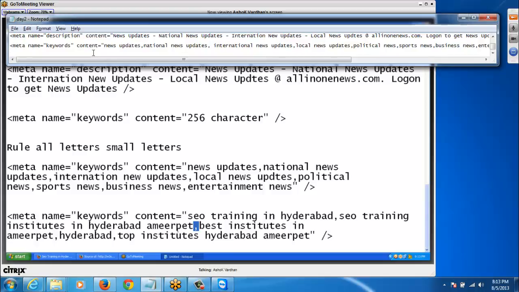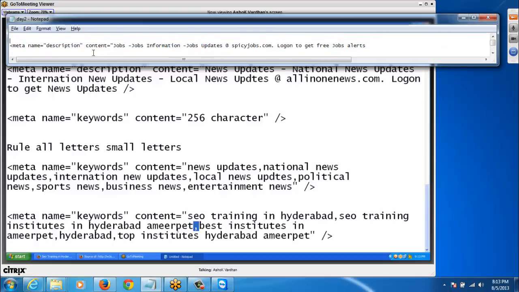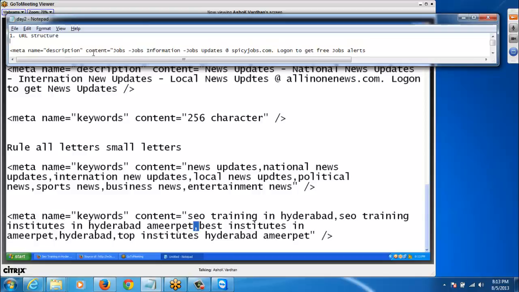Okay, first one is URL structure, second one is title, third one is description, fourth one is keywords. Here, the very important thing is to follow the rules. If you are not following the rules, then after that you will not get any good SEO score. Here, the SEO score is very important.